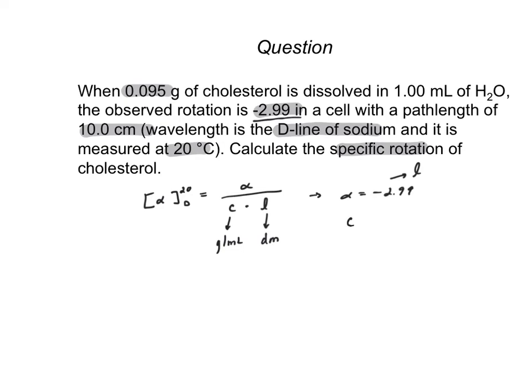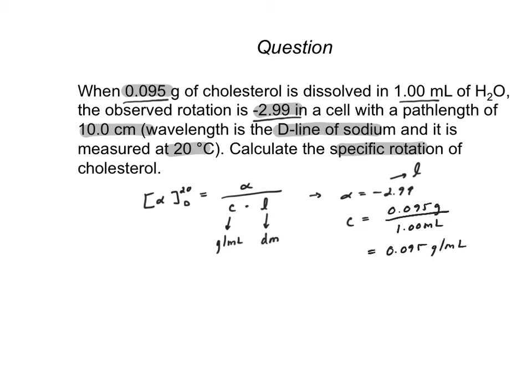For concentration, again, we need this in units of grams per milliliter. They tell us that there are 0.095 grams of this dissolved in 1 milliliter of water. So to calculate the concentration, I'm going to take my mass in grams and divide it by the volume of water in milliliters. So this is 1.00 mL. That gives me 0.095 grams per mL.